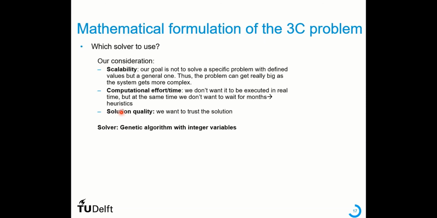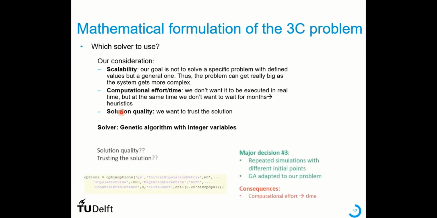So these are our considerations, and the solution was we chose to go with a genetic algorithm with integer variables, because we have integer problems, and this exists in MATLAB actually. Now for scalability, that's okay, because with a genetic algorithm you can accommodate large problems, of course at the cost of solution quality.